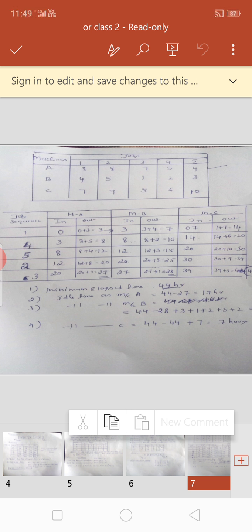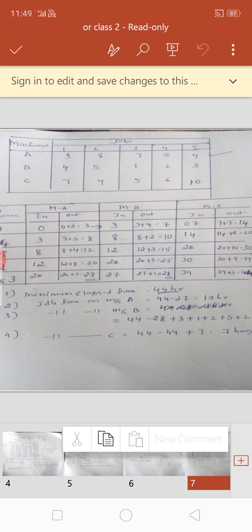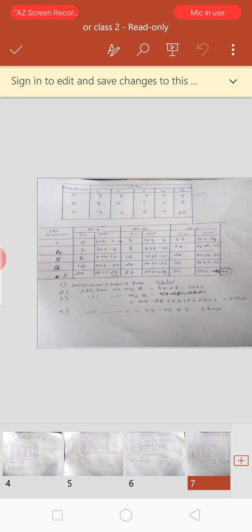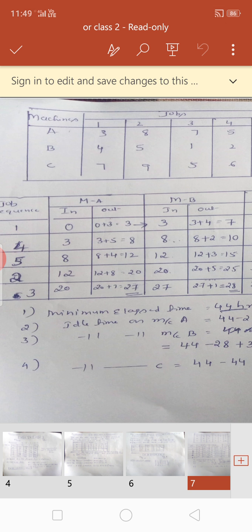Okay, how much duration is it going to take on machine A? Just look at the original table: the fourth job on machine A is 5 hours. You need to add 3 plus 5, that is 8 hours. After 8 hours the fourth job will come out from machine A.